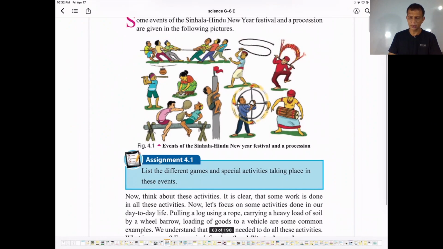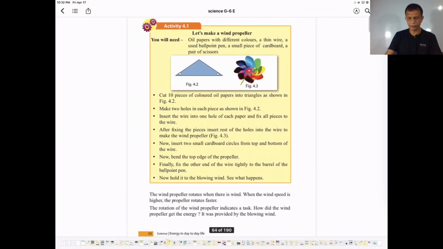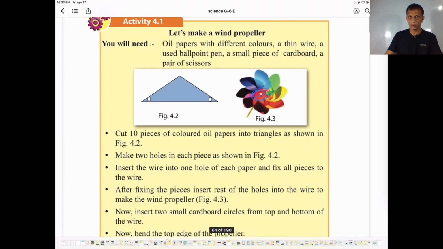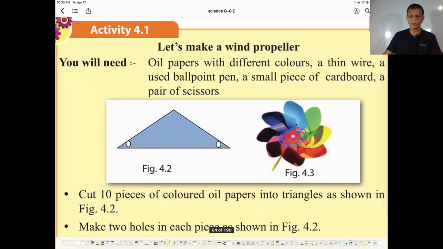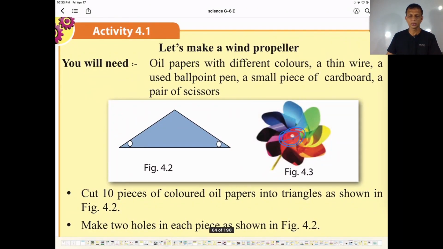So we have done it, and this is the way that the wind propeller is made. As you are staying with your parents, they will help you make a wind propeller. As some of the students of grade 6 still find it difficult to read out the book, I'm going to help you. Let's make a wind propeller.